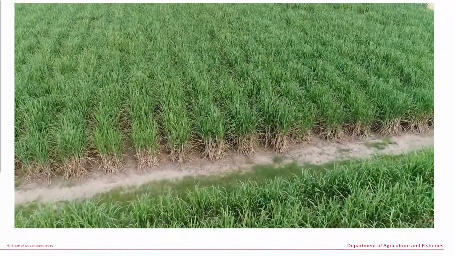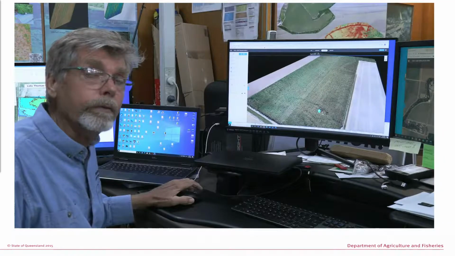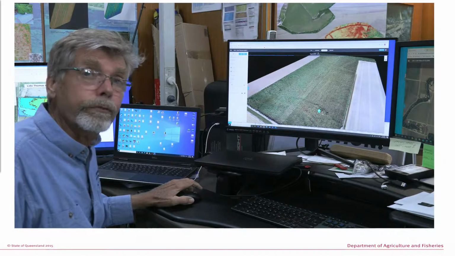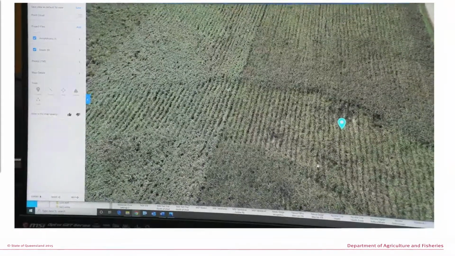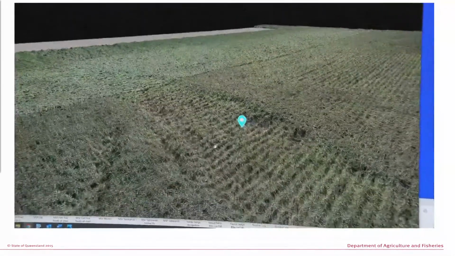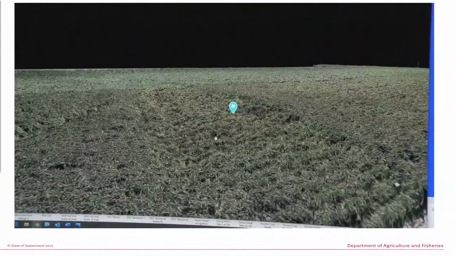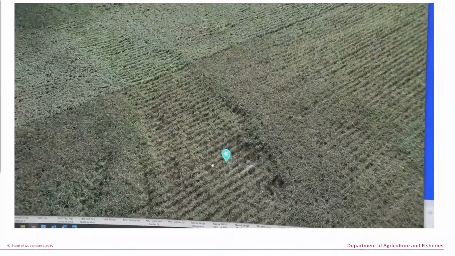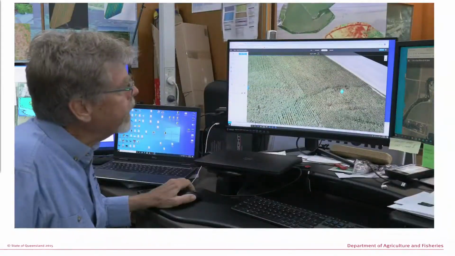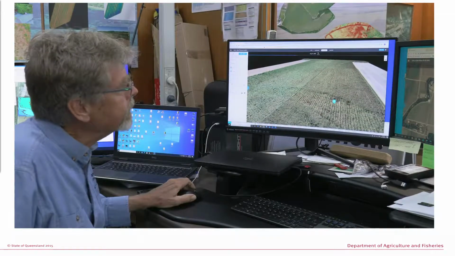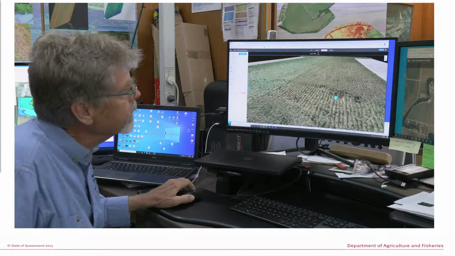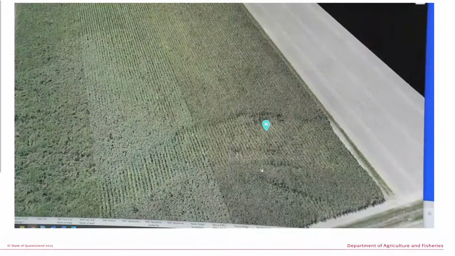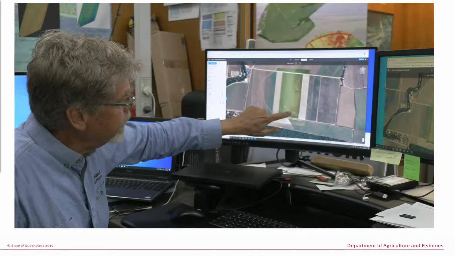In some cases, it's much easier to visualise the problem that we have using a 3D model, but I can zoom in and have a look around to see, okay, what did it actually look like on the ground? What was the effect that the growing conditions were having on the cane? In a 3D perspective, it's actually very easy to see the difference in the growing conditions. I can see the area that I'm particularly interested in.